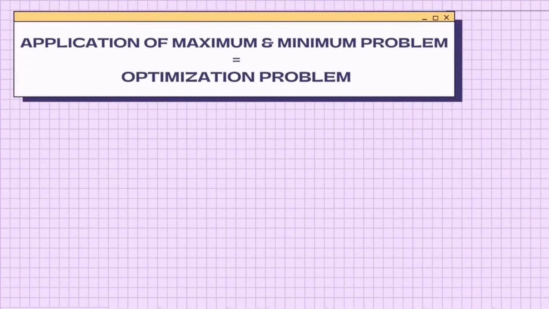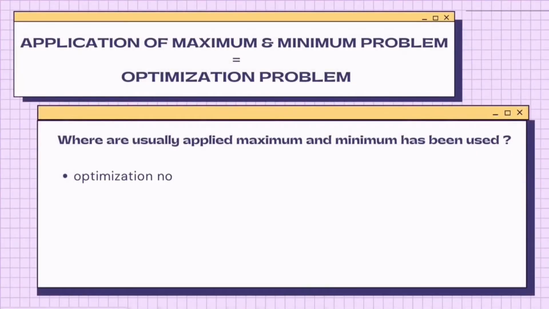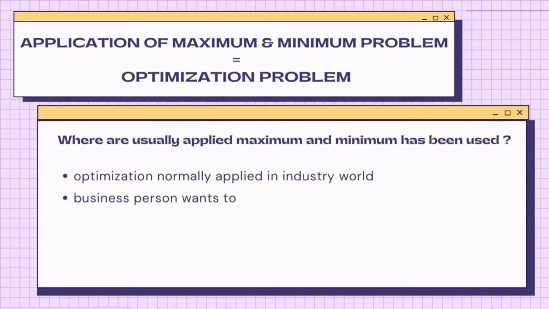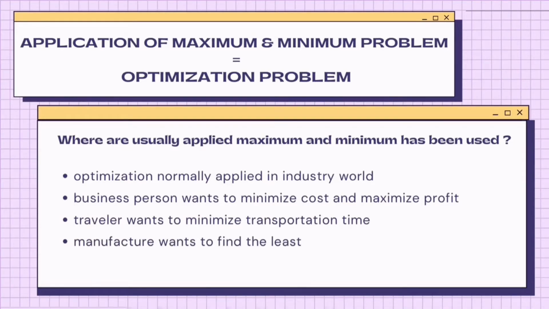For your information, the applied maximum and minimum problem is also known as an optimization problem, where it is usually used in the industry world. Second, it is used by business people if they want to know the minimized cost and the maximized profit. Third, it is used by travelers. If the traveler wants to minimize transportation time, they need to use the optimization problem. Fourth, it is used in manufacturing. They use the optimization problem to find the least amount of material to make a particular object.